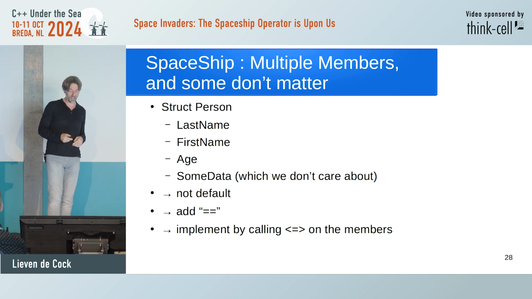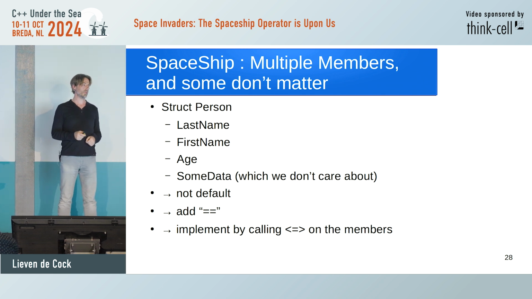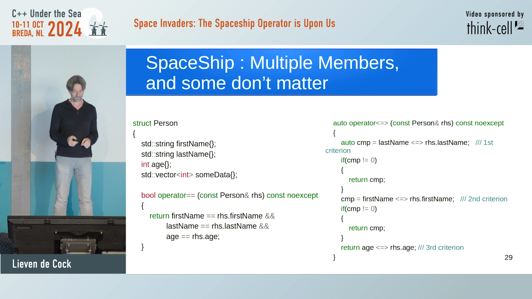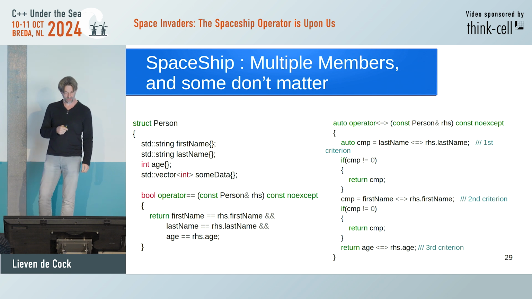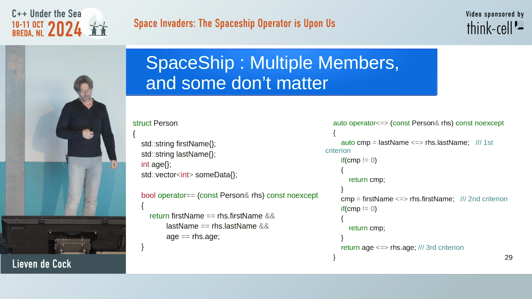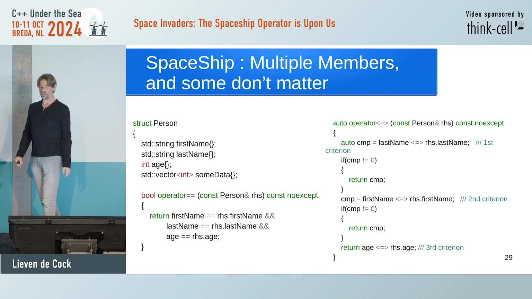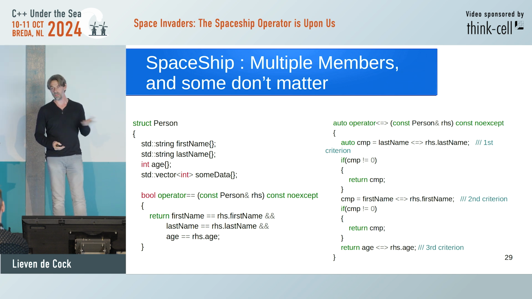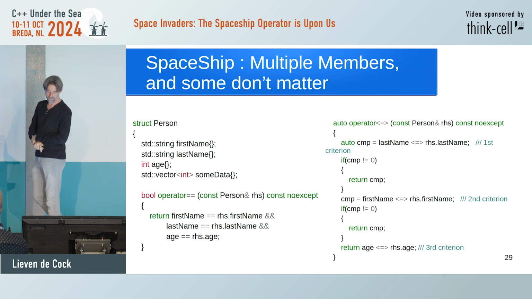In case you need it. And we're going to implement it this time by calling the spaceship operator on the member. So this time we are going to call the spaceship operator ourselves. So let's have a look how this looks like. Again, some parts are not on the slide. So we have a first name, last name, and an age, and that's some data. Let's model it as a vector of integers. Let's implement the equality operator. That's very easy. First name equals to first name, last name to last name, and age to age, and we don't mention some data. Equality, check.